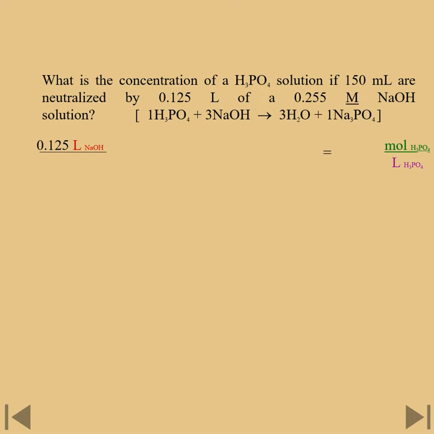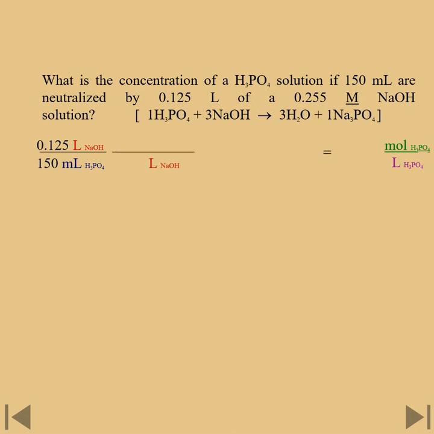As we saw a while ago, the volume of sodium hydroxide took us to moles of sodium hydroxide, which took us to moles of phosphoric acid. We can also see what's going to give us liters of phosphoric acid, and that would be the milliliters of phosphoric acid. So I hope that one of these two ways helped you put the correct units in the correct order.